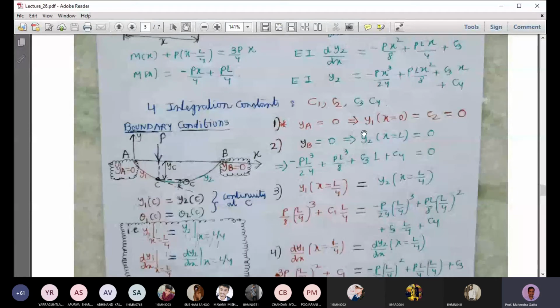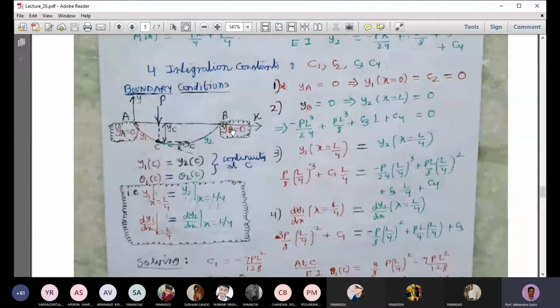So the next two more equations, how will we get? If you look at this curve, it is having continuity at C, both displacement continuity and slope continuity. That means the deflection just to the left of C and the deflection to the right of C, there is no jump, there is no breaking of material taking place at C. So we can say y1 of C is equal to y2 of C.